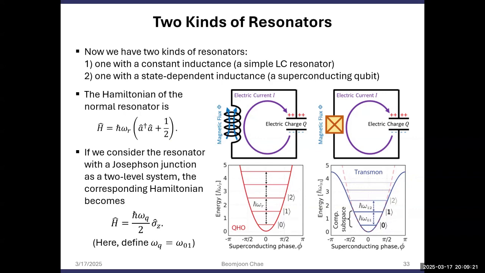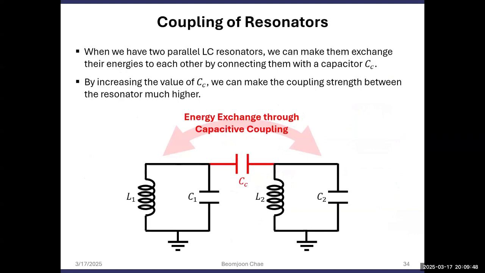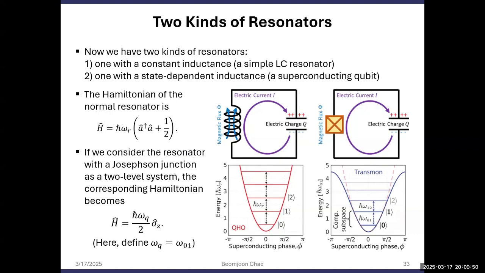But if we use a Josephson junction, I told you that we can consider this kind of resonator as a two-level system, and that means we can describe the LC resonator with Josephson junction with this kind of Hamiltonian. So, like two-level systems. And this is the two kinds of resonators.